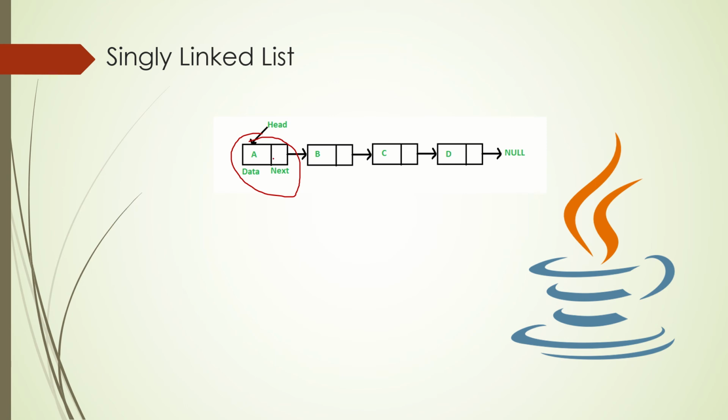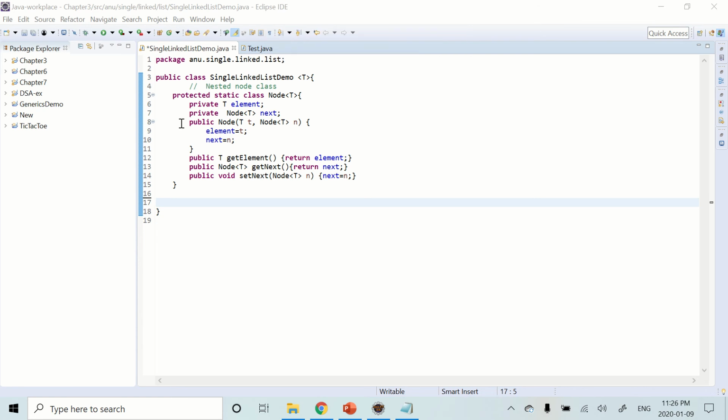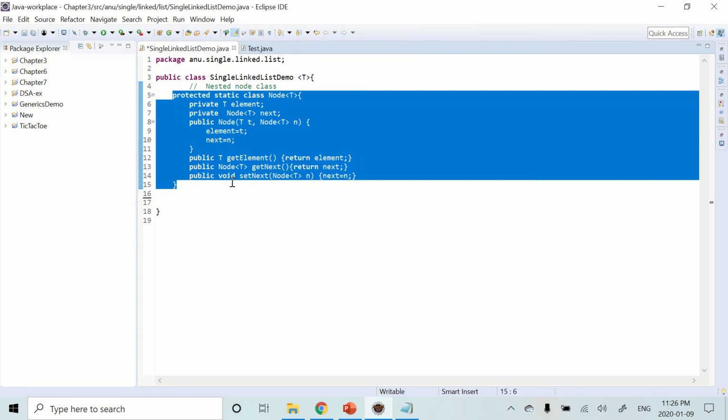If we want to delete the first one, then we say this node is the head, so the head position is this node. Okay, and now we're going to show the practical stuff, so in that case we're going to see this nested class.